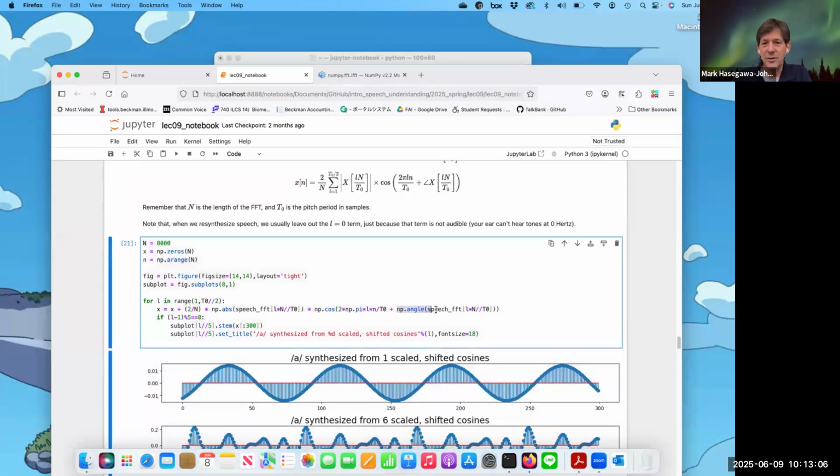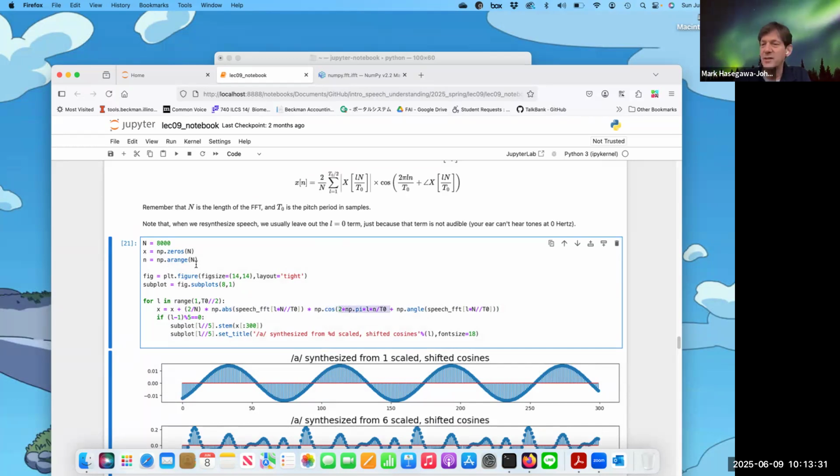Let me take the angle of the speech FFT at that harmonic. The harmonic is n over t naught, right? And I'll take the Lth harmonic, with L in the range from 1 to t naught over 2. I'll take the absolute value of the speech FFT at L times n over t naught, and I'll multiply that times the cosine of 2 pi L n over t naught.